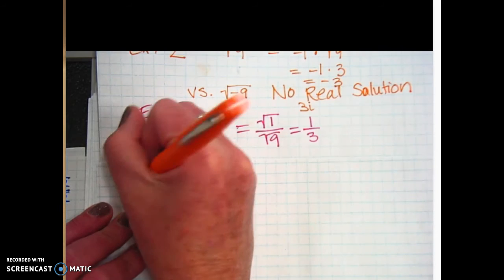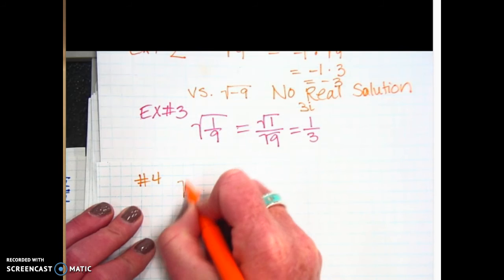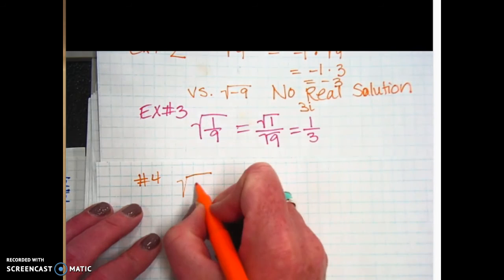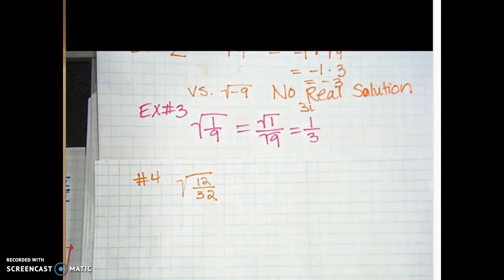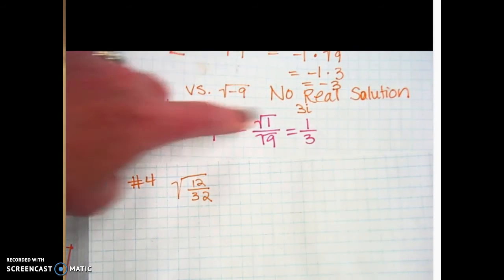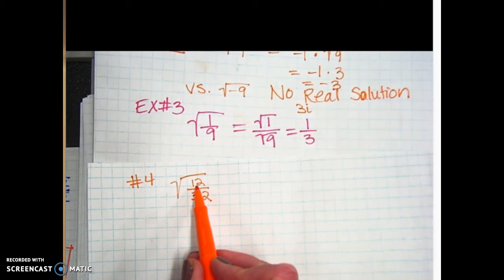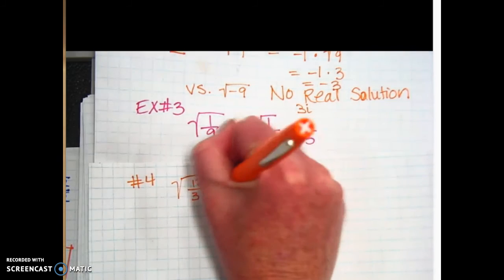Now let's get a little more complicated. I'm going to move this up. You'll see it in just a second. All right, number 4. What if you have a fraction under the radical that is not perfect squares? Okay, so example number 3, 1 was a perfect square and 9 was a perfect square, right? So we got 1/3. Nice. Okay, is 12 a perfect square? No. Is 32 a perfect square? No. Okay, so I'm going to show you how to deal with that.